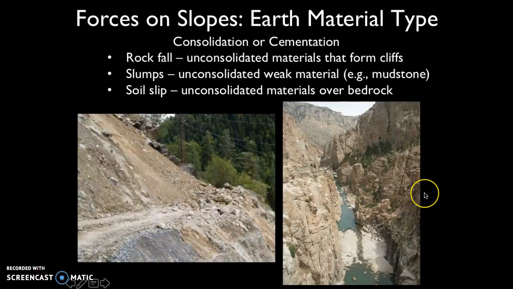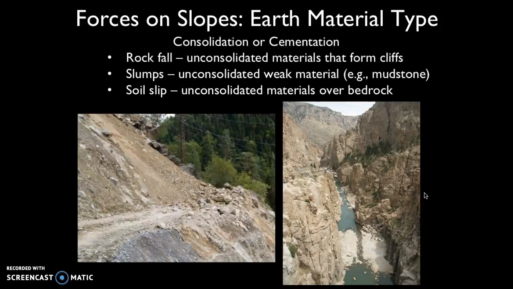Okay, so how are each of these different materials going to affect whether I get a rock fall, a slump, or a slide, for example? Soil slip is really more like a slide, is what they mean there. And so that has to do both with consolidation of the material and the cementation of it itself.